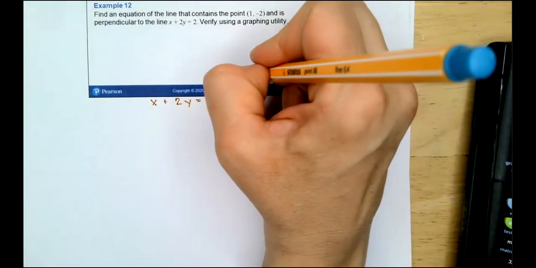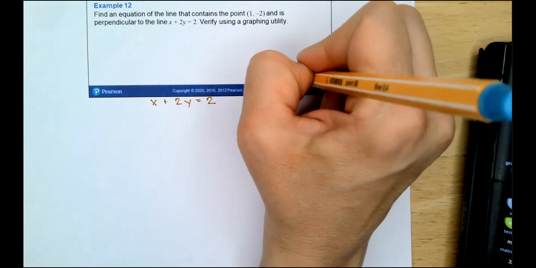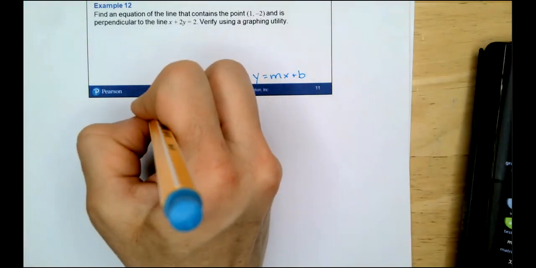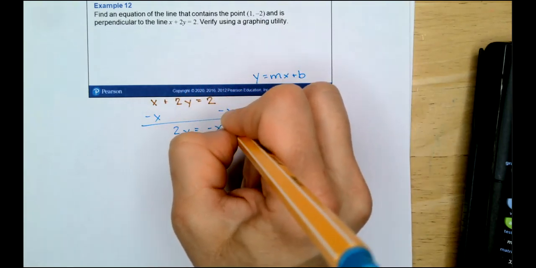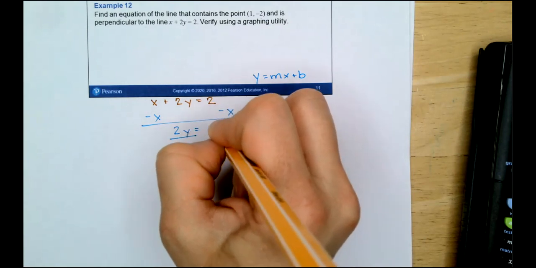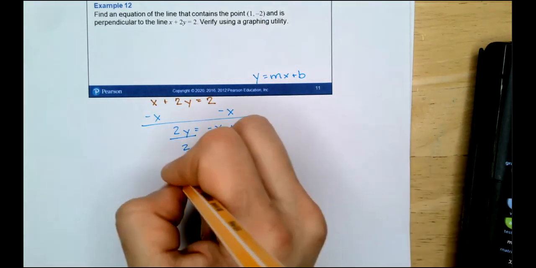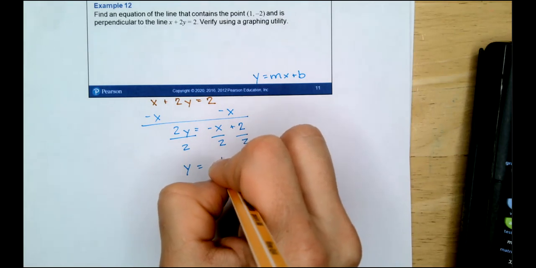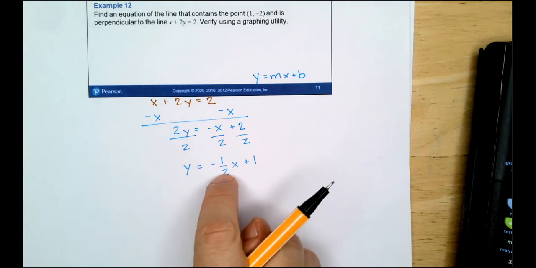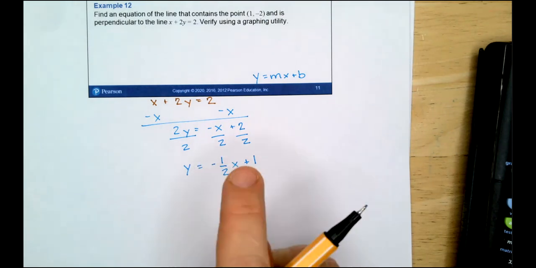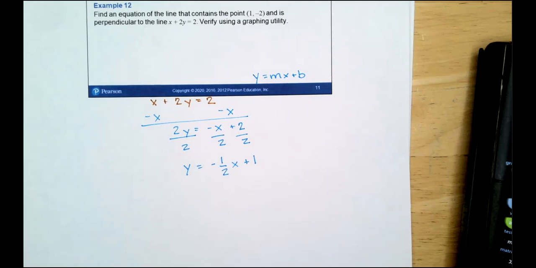Just solve it for y equals mx plus b because we're trying to find m. Subtract x. 2y equals negative x plus 2, divide by 2, divide by 2, divide by 2, right? Y equals negative 1/2 x plus 1. It's also negative x over 2, but because we're taking it as a number, I want it separate from my x. So instead of negative x over 2, it's negative 1 over 2 times x, okay? So we don't want the same slope. We don't want a parallel slope. We want a perpendicular slope.